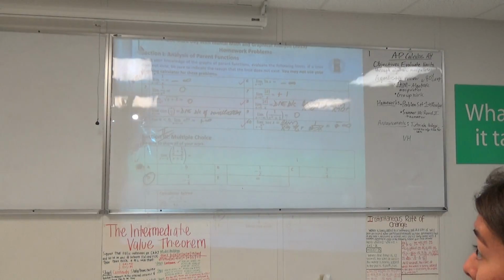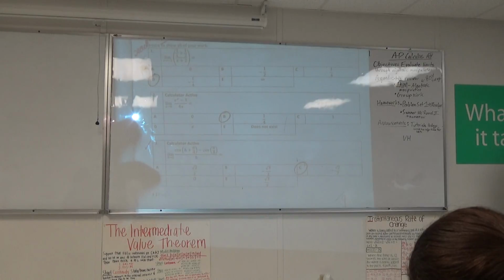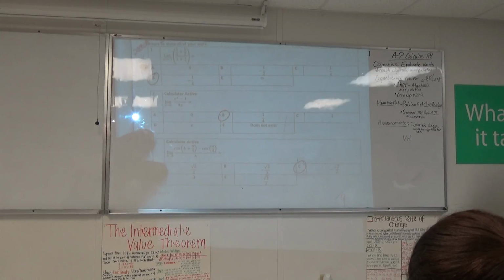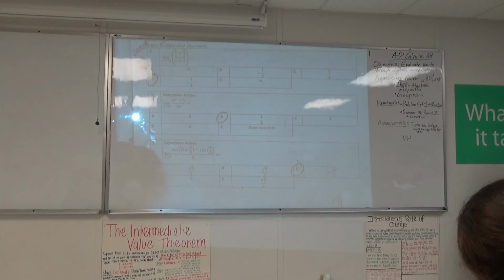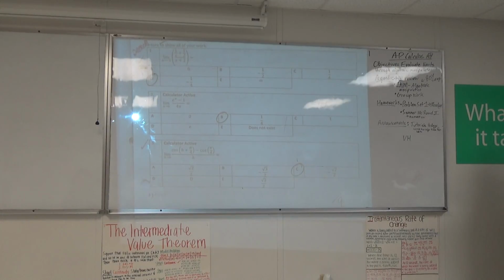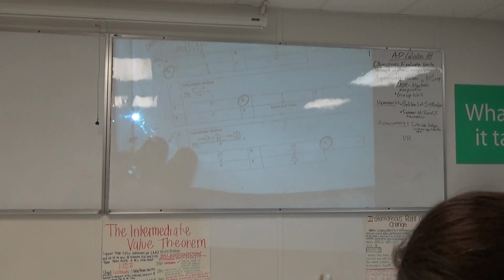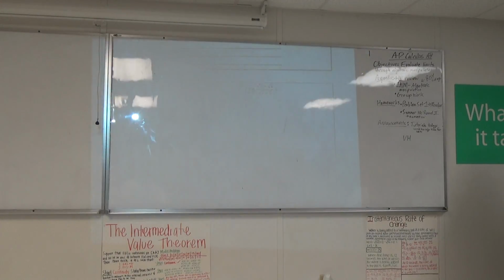All right, and then the multiple choice, hopefully this went well too, and most of these were calculator active. First one is D, second one is B, third one is C. Do it right? Good.